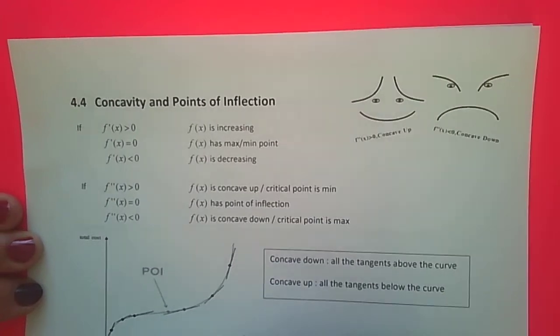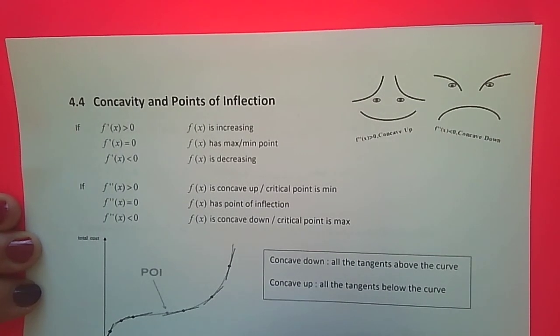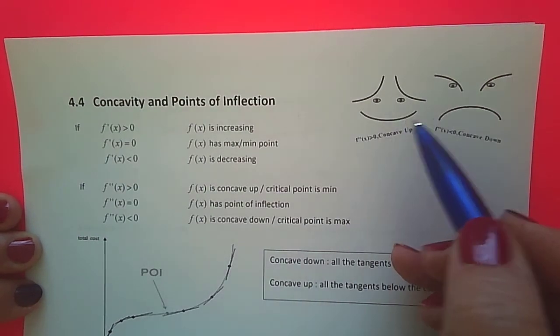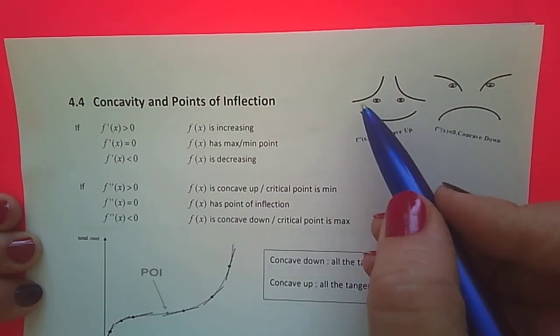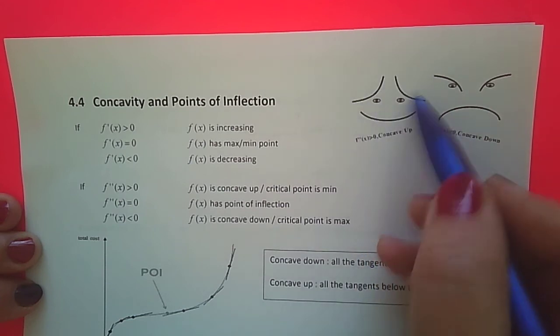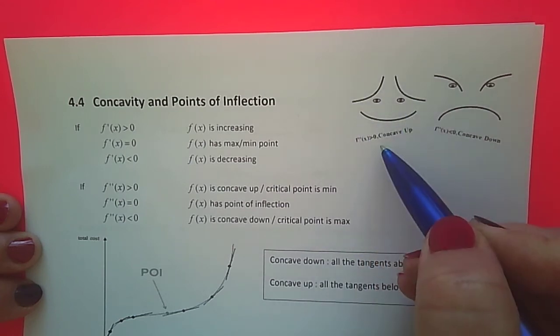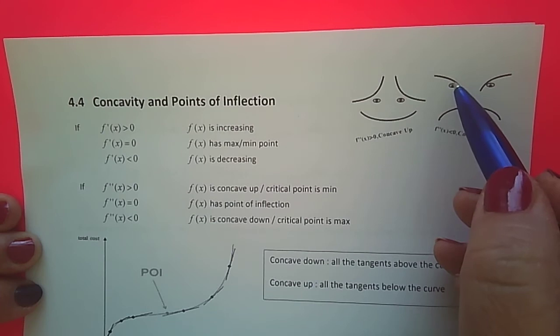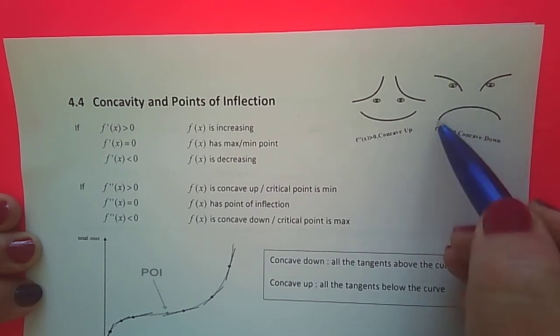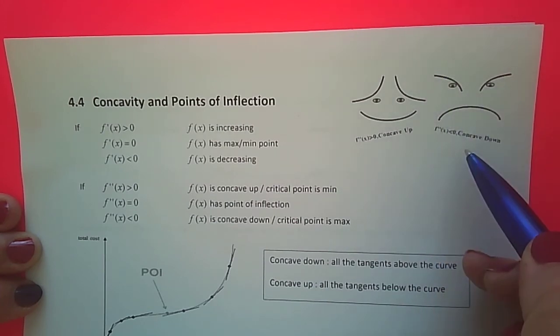Everyone. Today we are going to learn about concavity and points of inflection. Let's look at these two faces on the right. If the curve looks like one of these shapes, then it is considered concave up. If the curve looks like one of these shapes, then it is considered concave down.